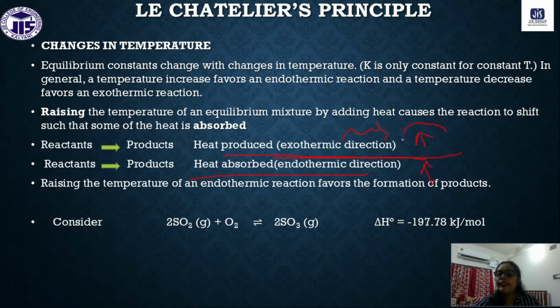Again we are increasing the temperature. Already the reaction medium is hot, and again we are providing some more energy. What will happen? That time the backward reaction will be followed to minimize the effect of this high temperature. Understand?